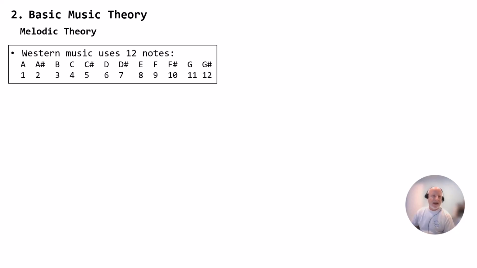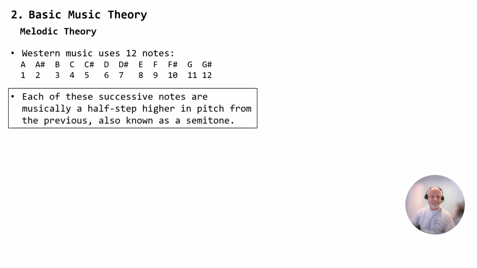So you've got A sharp, B, C, C sharp, D, D sharp, E, F, F sharp, G, G sharp. And then it goes back to A, which would be a higher octave. A would be a higher note, but it's basically just another A. On a piano, there's a bunch of A's, there's a bunch of B's. They're just different octaves.